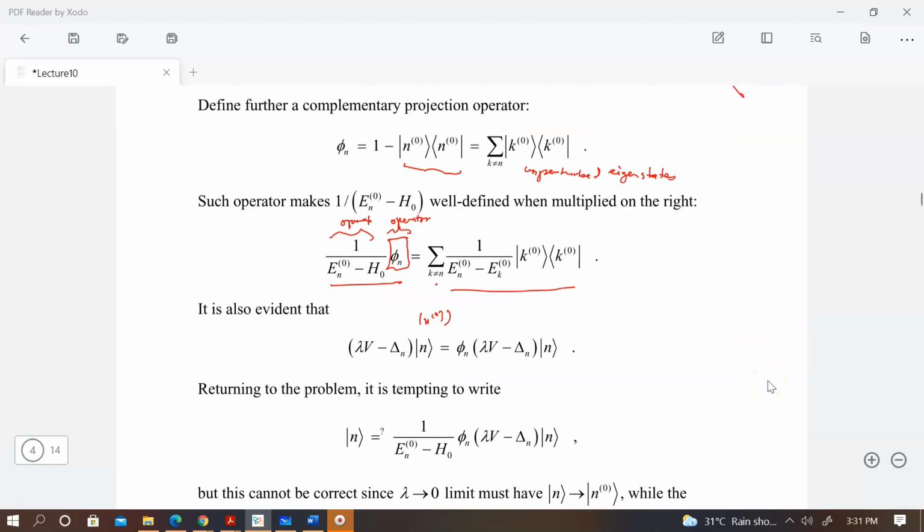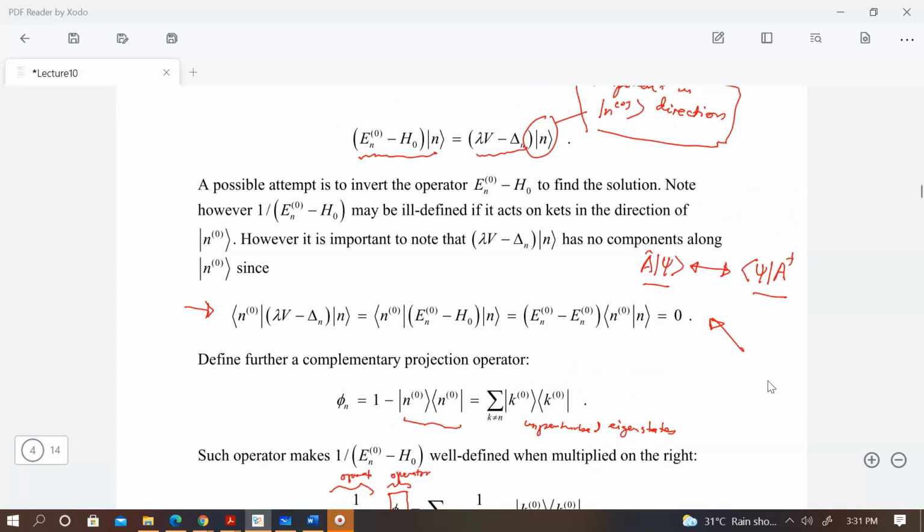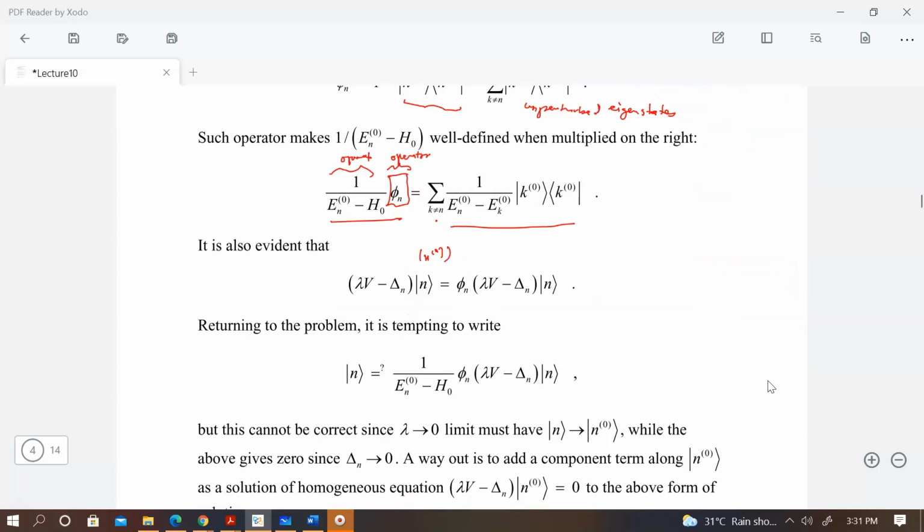So in other words, we are almost there in some sense, because remember our technique was to think of this operator as divided by this operator, right? And then you'll be able to get your perturbed states. So it's tempting to do that together with this complementary projection operator, which projects out all the problematic states.